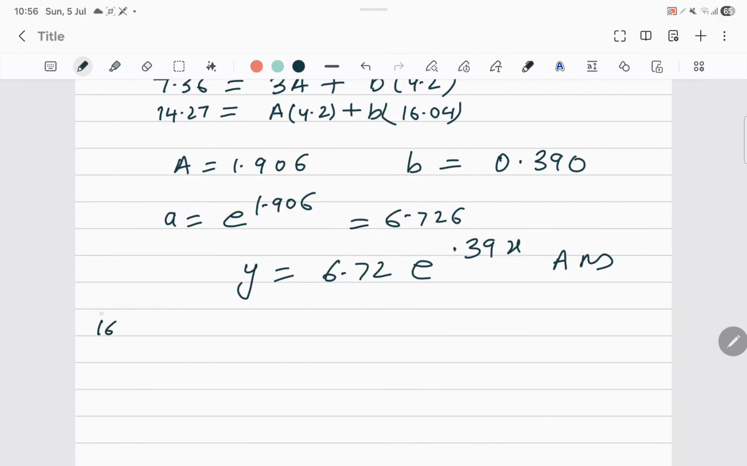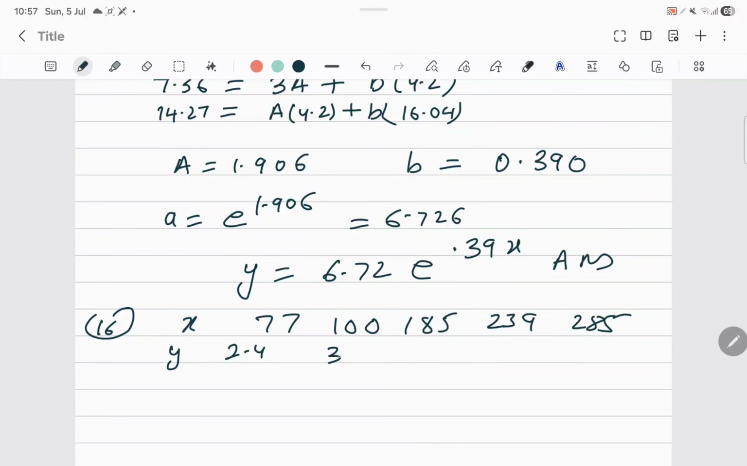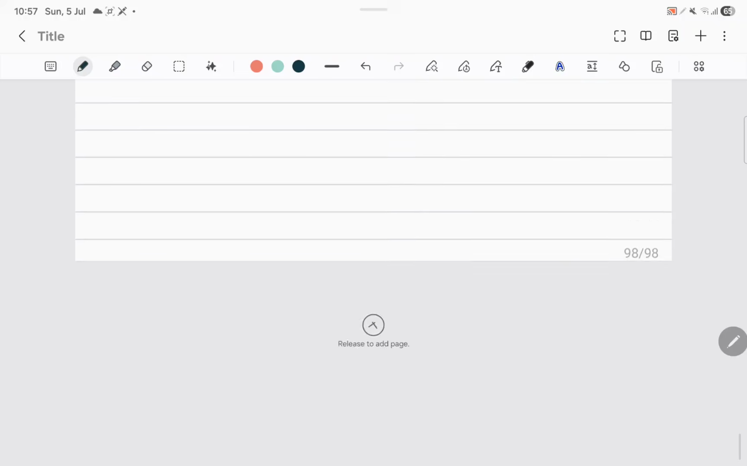Okay. So the 16th question is, fit the curve y is equal to a e to the power bx, where x is equal to 77, 100, 185, 239, 285, and y is equal to 2.4, 3.4, 7, 11.1 and 19.6. So when you solve this question, you will get 1.20 e to the power 0.0096x. So this will be your answer. So take it as your homework and finish it off. Okay. Let's move to the geometric curves.